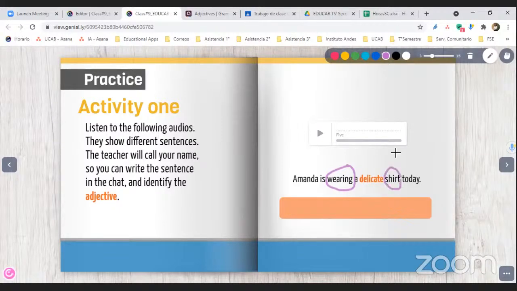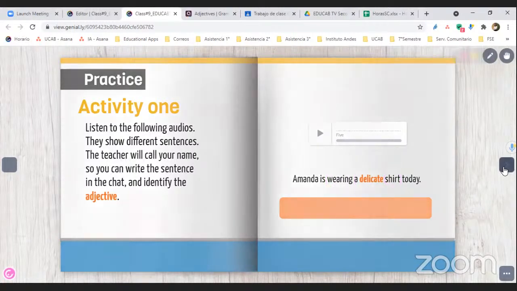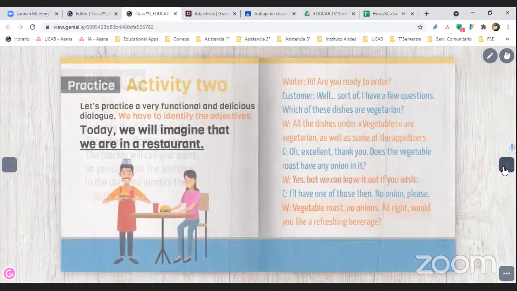The thing that she was wearing was a shirt, okay? Camisa, shirt. So Amanda is wearing a delicate shirt today. And delicate was the adjective. Delicate because it was telling me what kind of shirt it was, okay? It was a delicate shirt. Good job, Erica. Thank you very, very much, okay? Good job. Okay, so we're going to move to the next activity.